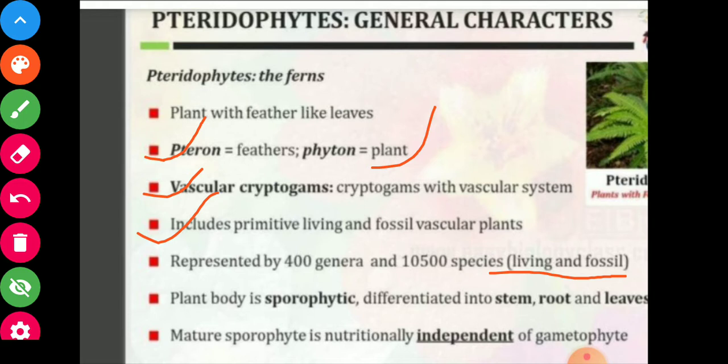Plant body is sporophytic and this is differentiated into stem, root and leaves. Plant body is differentiated into three parts. Mature pteridophytes nutritionally depend on the gametophyte and the dominant stage here is gametophyte. Gametophyte, the dominant stage, on which the sporophyte depends. So sporophyte depends on the gametophyte.